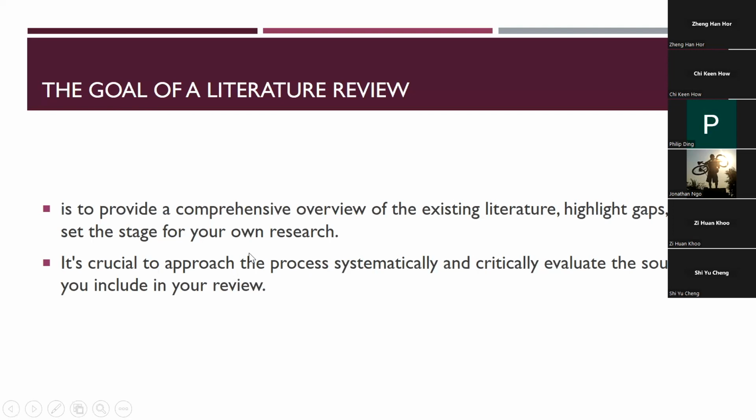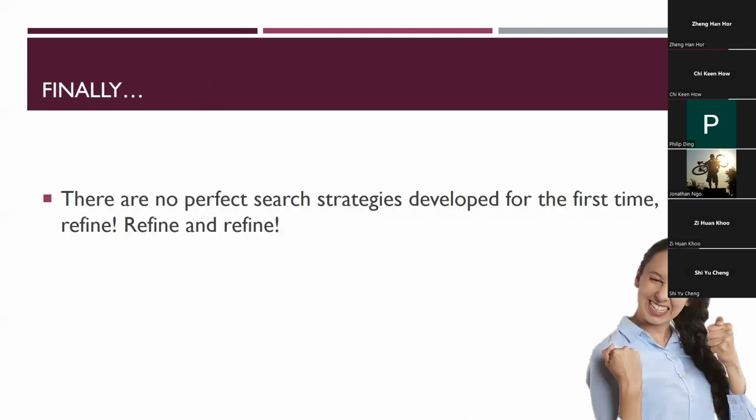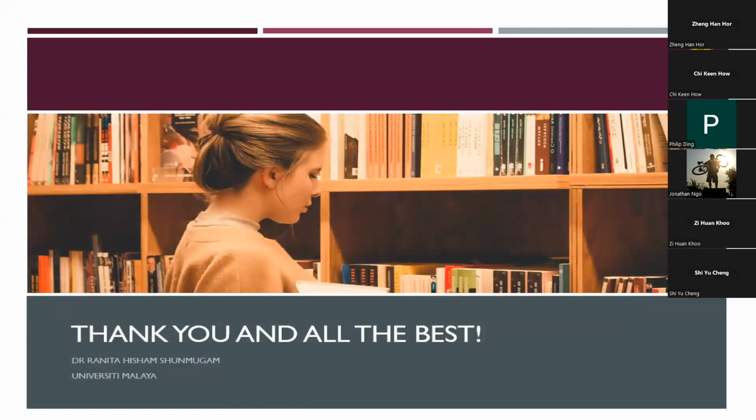Okay, so the goal of a literature review is to provide a comprehensive overview of the existing literature, highlight gaps, and set the stage for your own research. And it's also crucial to approach the process systematically and critically evaluate the sources you include in your review. All right, and finally, there is no perfect search strategy developed the first time. Of course, you need to refine again and again, because you need trial and error when you search.